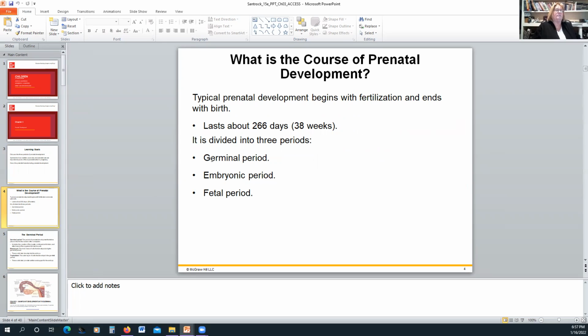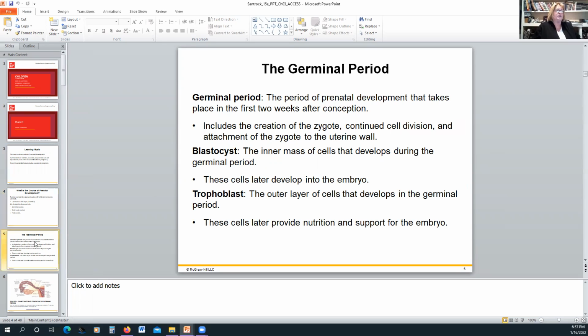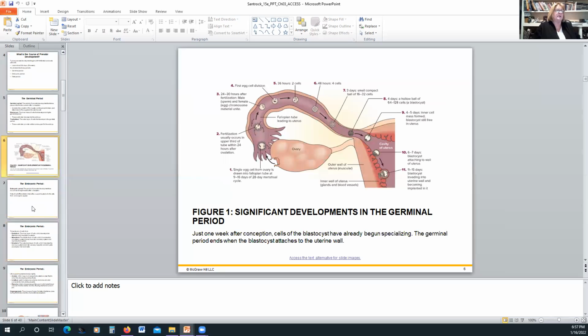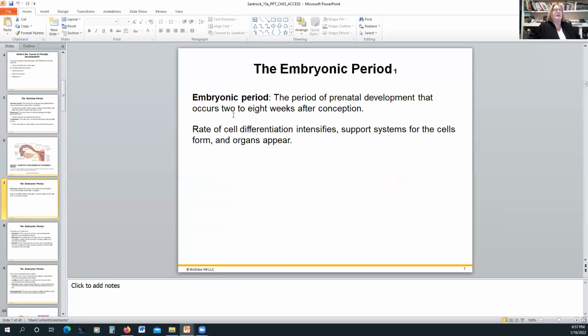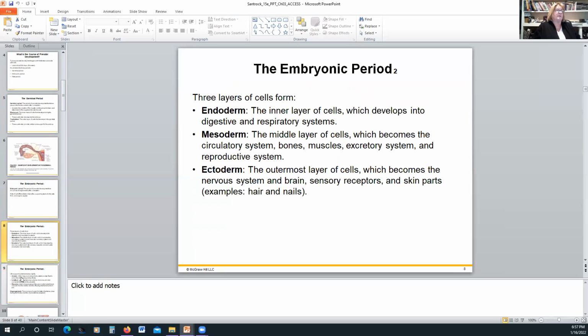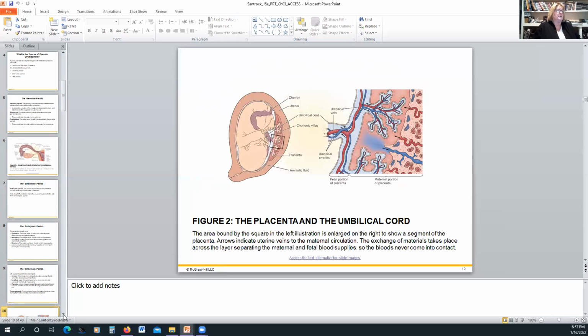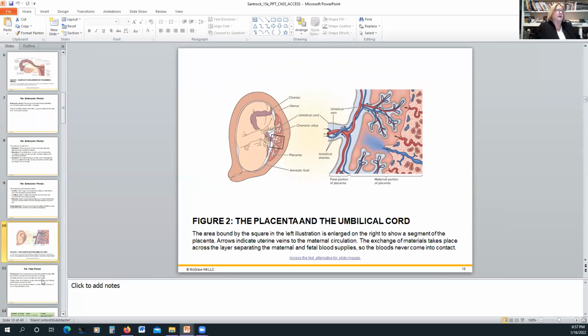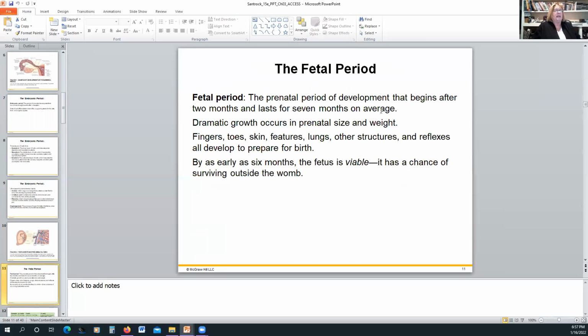It's these 3 prenatal periods: germinal, embryonic, and fetal, with the germinal period being the very beginning, about 2 weeks, and how all of that pregnancy happens. Then the embryonic period is about 2 to 8 weeks after conception, talking about the layers of cells. And then the fetal period is about 2 months, you really should go in weeks, so 8 or 9 weeks until the end of the pregnancy.